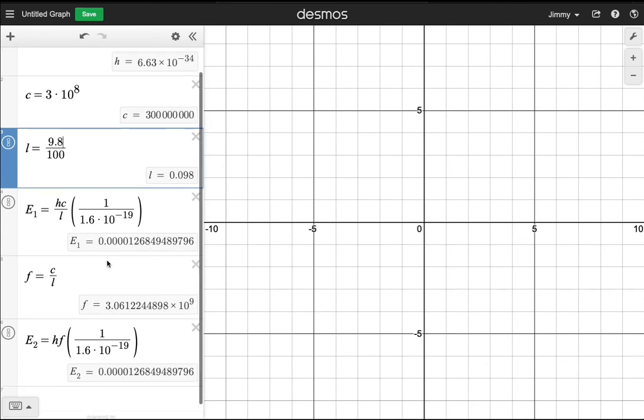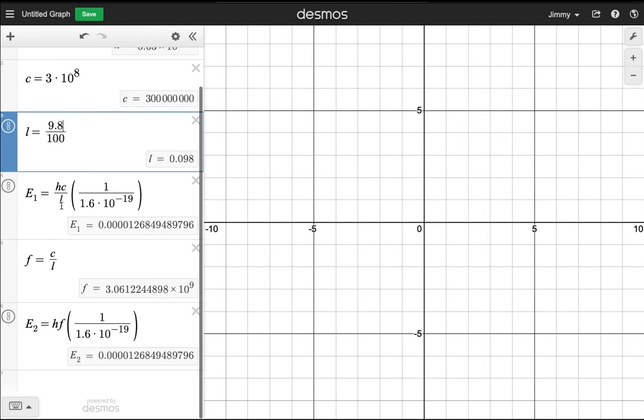Then I calculated it with the hc over lambda equation, remembering to convert joules to electron volts by dividing by 1.6 times 10 to the negative 19th, and I got this number. Now hold on, we're going to come back to that. Then I found the frequency first, because some people were asking me about that, and I multiplied h by f and again divided by the number of electron volts in a joule, and again I got the same number. So you'll see that E1 and E2 are the same value.